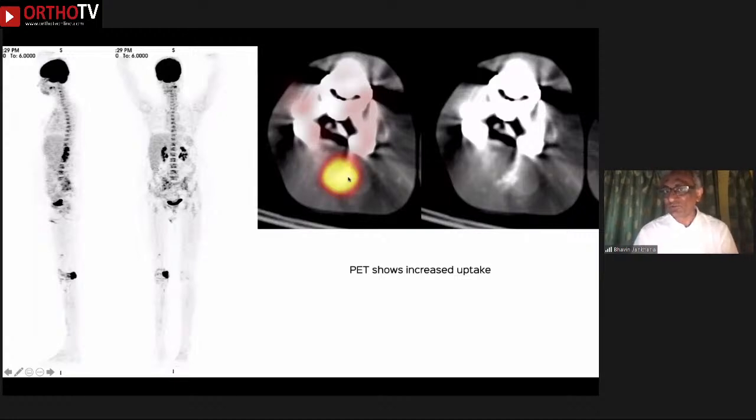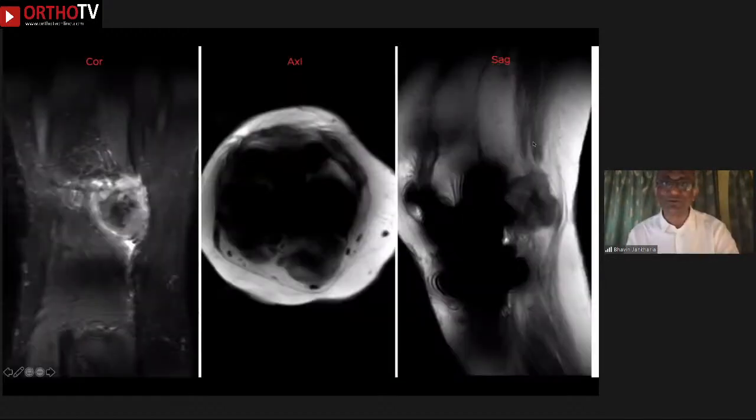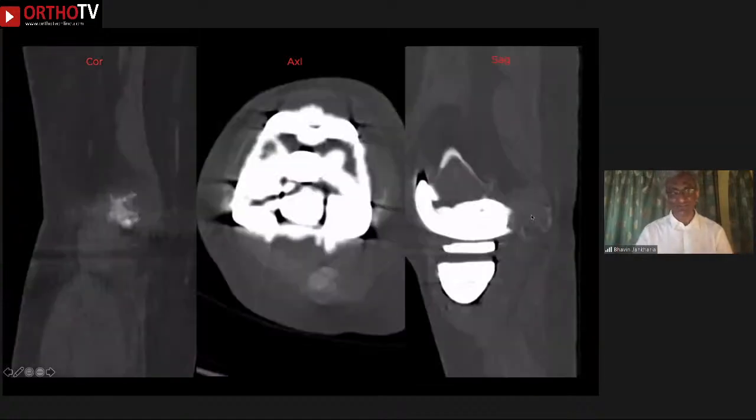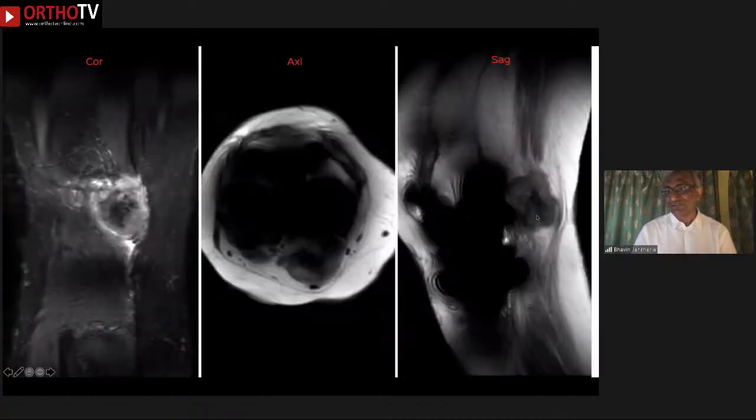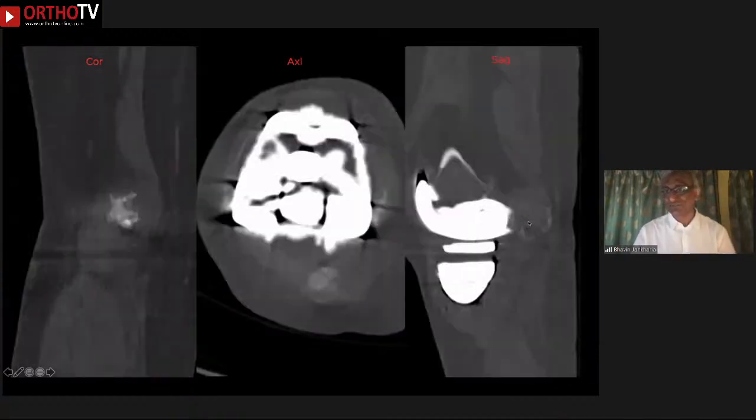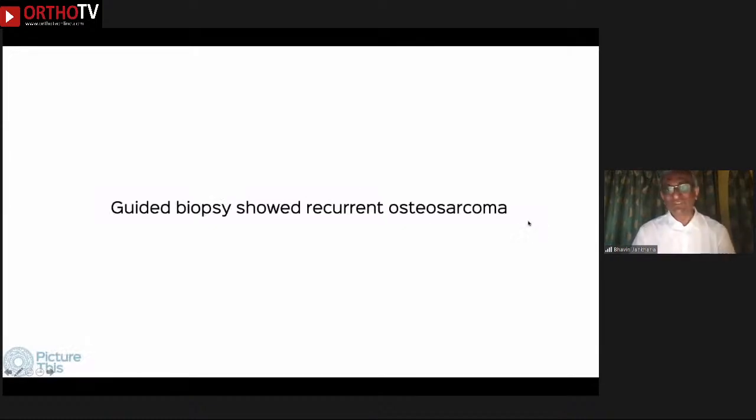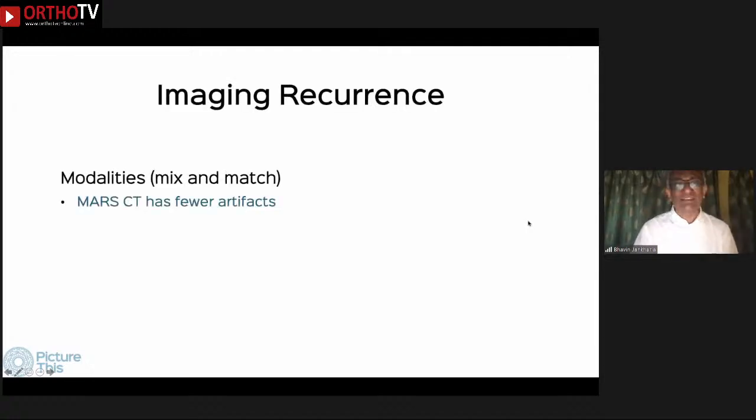In fact, the metal doesn't throw any artifact on the FDG image itself. But the CT component and the fused image, obviously, there'll be artifacts from the metal. And I was just discussing with Manish, we are not able to do MARS or metal artifact reduction on the CT component of the PET CT, because that would be really good, though. But here the MR worked. I mean, you can see the tumor margins really well. So we know that that's a recurrent lesion. In fact, the CT shows the osteoid component, but again, the soft tissue contrast of the MR is superior. And then we just biopsied this, and it showed recurrent osteosarcoma. So it's all a mix and match.